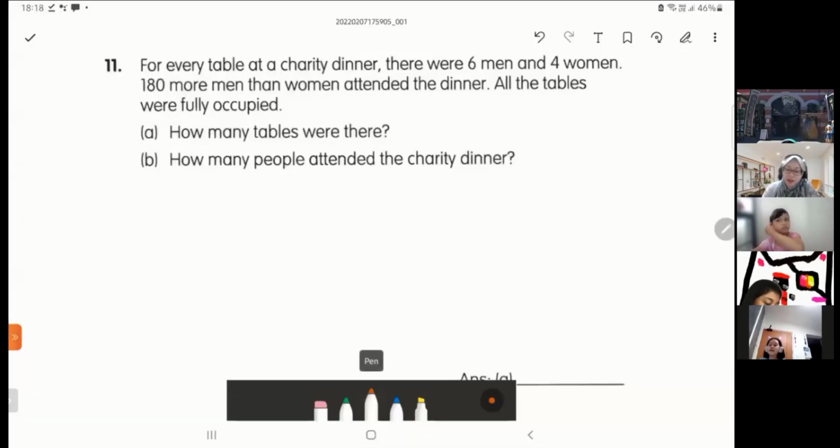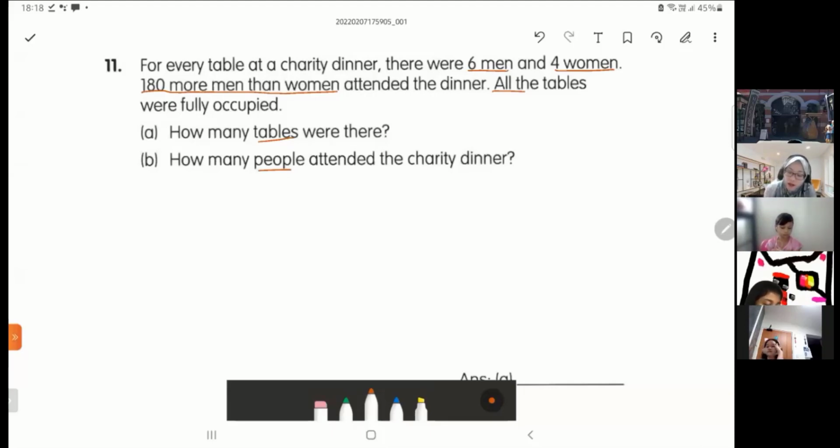For every table at the charity dinner, there were 6 men and 4 women. 180 more men than women attended the dinner. All the tables were fully occupied. How many tables were there? How many people attended the charity dinner?